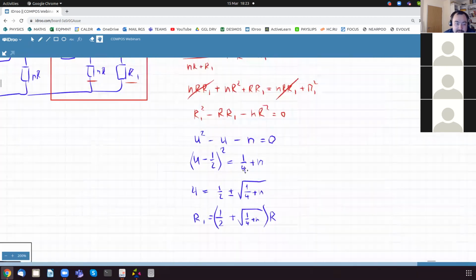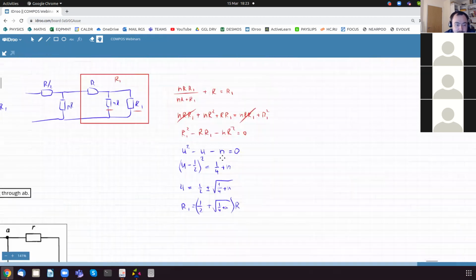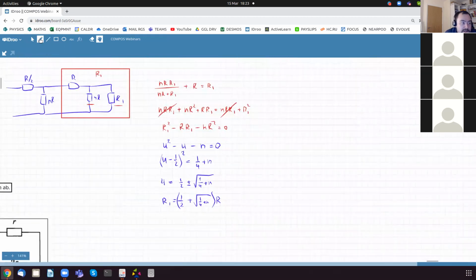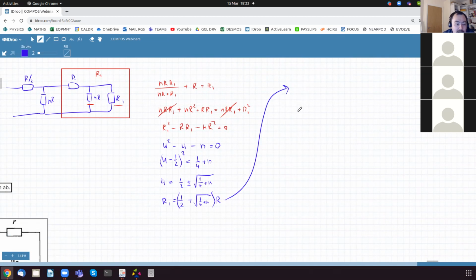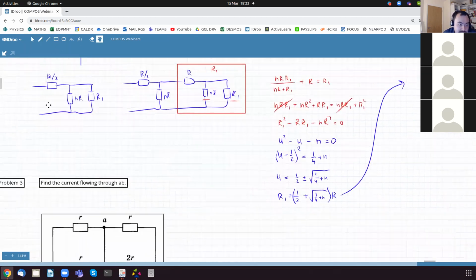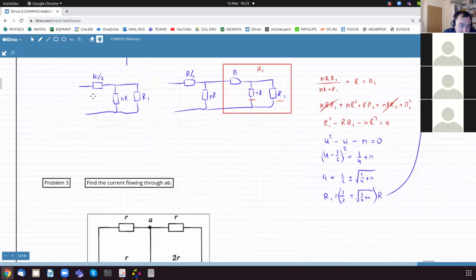Okay, so once we have this, we can move this here and say, okay, that is really cool. Now, what we're going to do is look at this circuit.